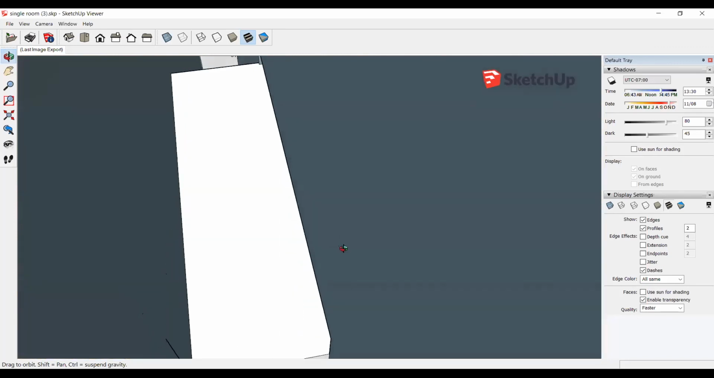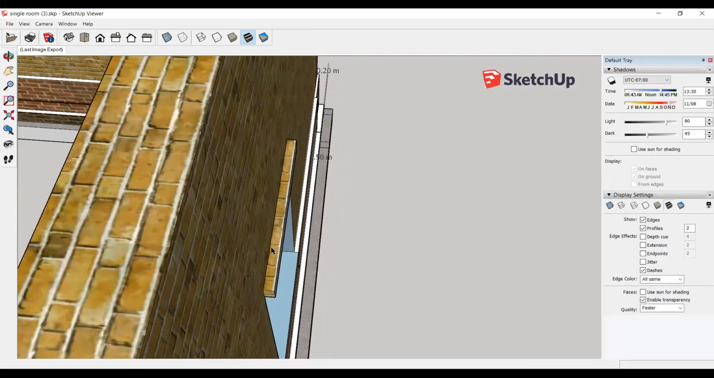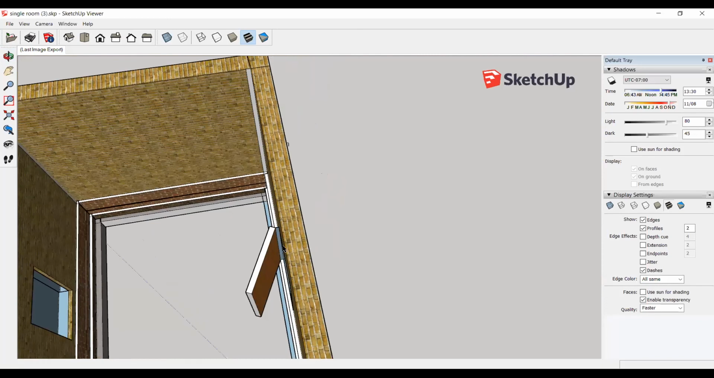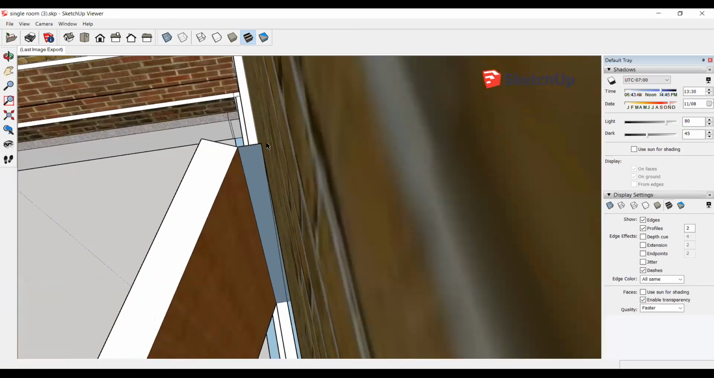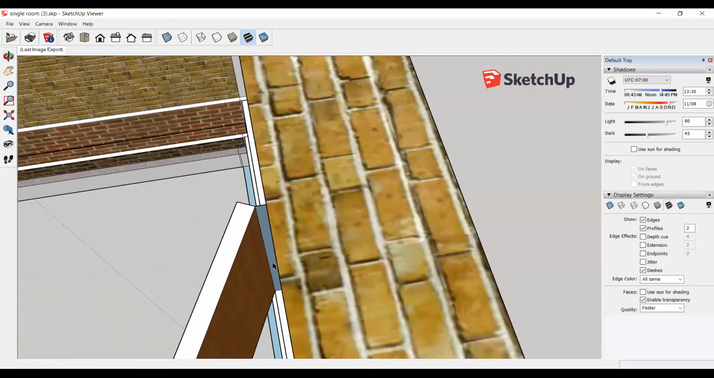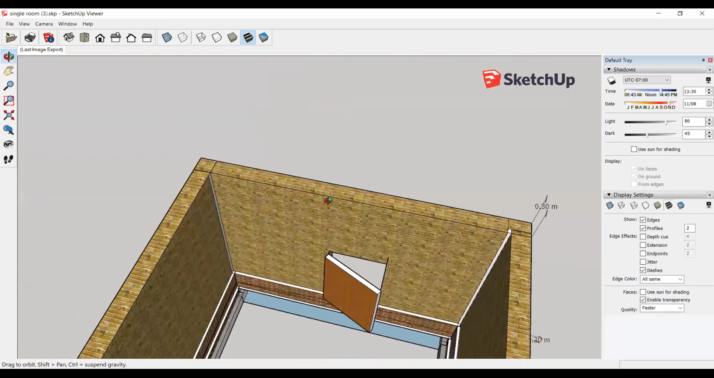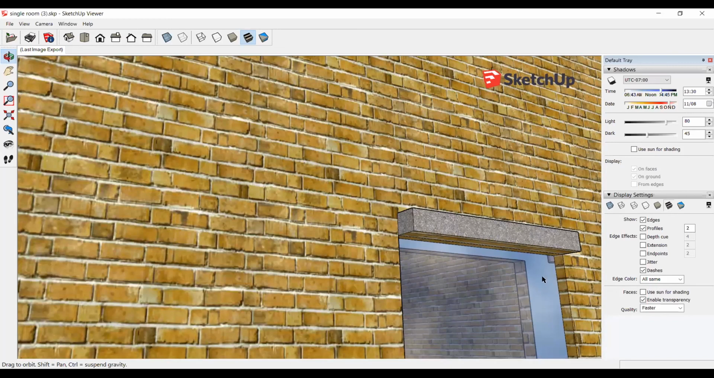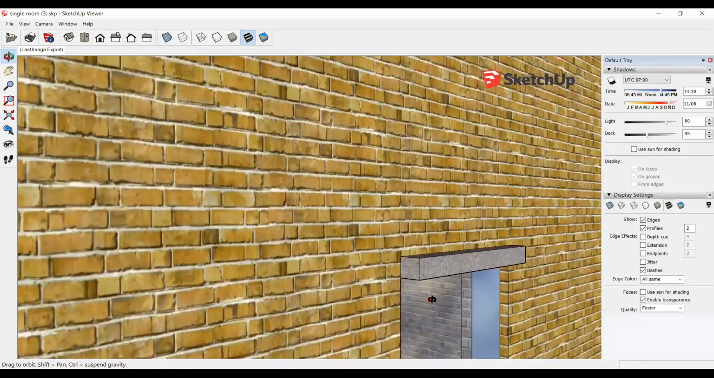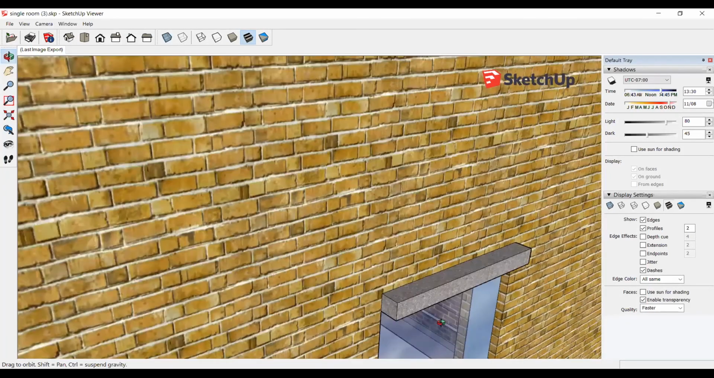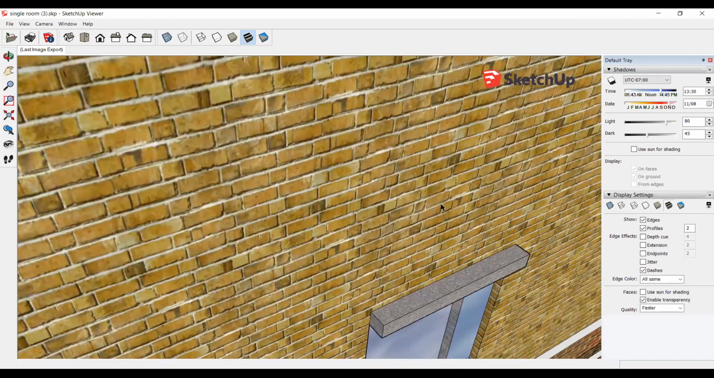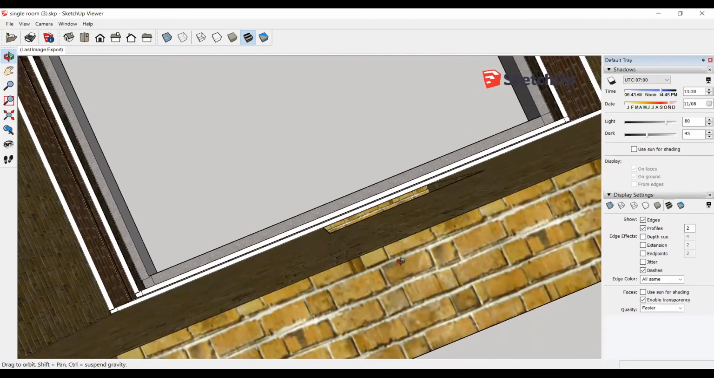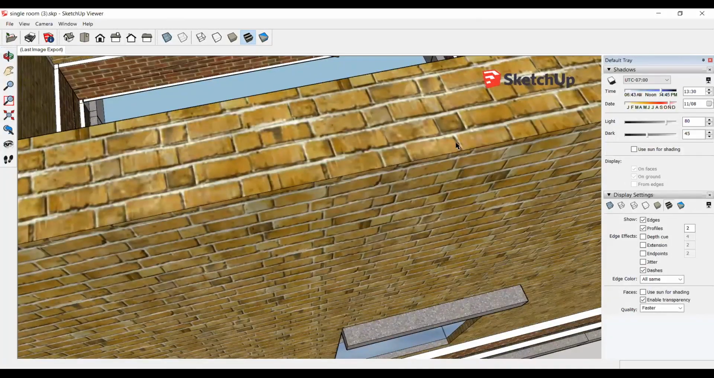You can see from the top. If there is any projection, it will come here, but there is no projection directly. Even for the lintel on the window part, you can see here the projection is 10 centimeters and the thickness is 10 centimeters. So even here there is no projection. This side also. I think you are clear.